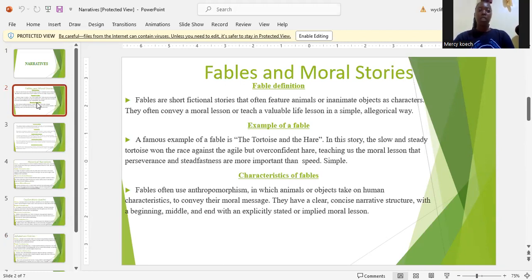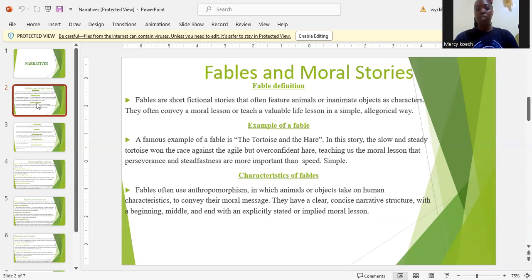And today we are going to learn about narratives. And we will look at different types of narratives. The first one is fables and moral stories. Fables are short fictional stories that often feature animals or inanimate objects as characters. They often convey a moral lesson or teach a valuable life lesson in a simple, allegorical way.